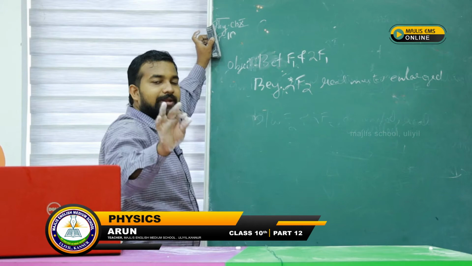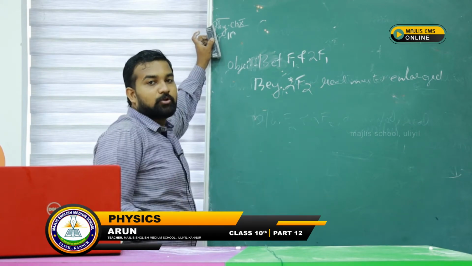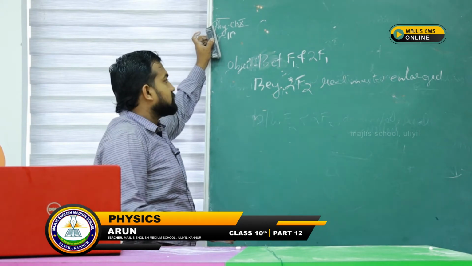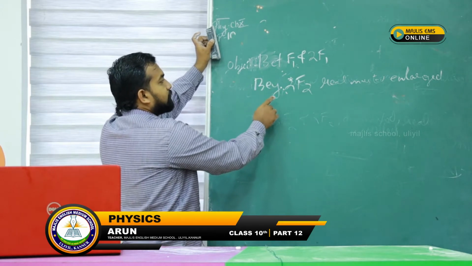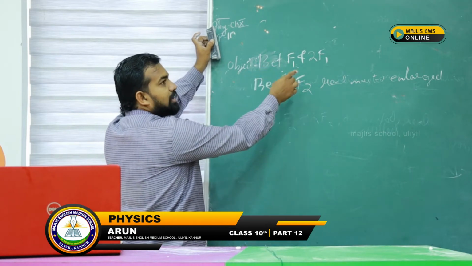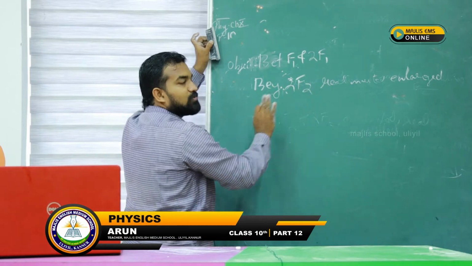Don't worry about it, you will get it. And if you have any doubts further, you can contact us. Okay, so that is between, whenever we are keeping the object between F1 and 2F1, we are keeping it closer and closer towards the lens.